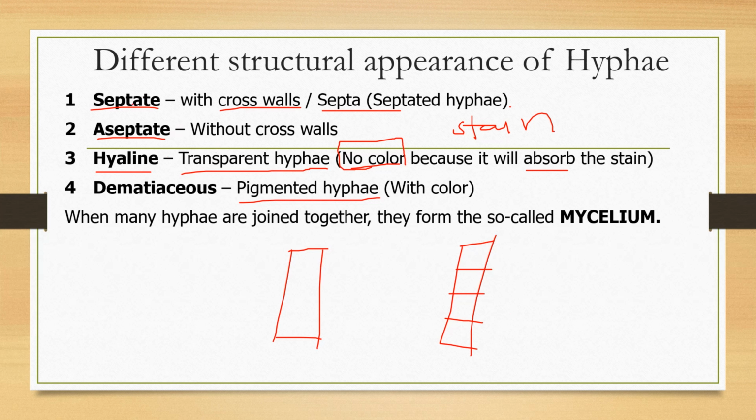So let me repeat: if it's septated or septate hyphae, this has cross walls. If it's aseptate, without cross walls. If it's hyaline, it would be transparent, no color, and if you stain it, it can absorb the stain. And if dematiaceous, pigmented hyphae, it will have color. So another recall class: when many hyphae are joined together, they form the so-called mycelium.